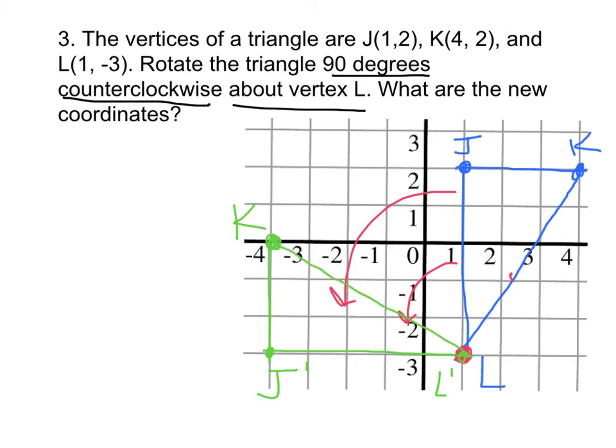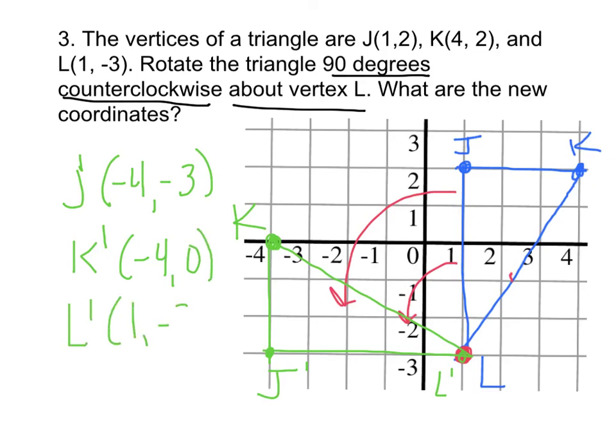So if you notice, this shape was moved 90 degrees this way, counterclockwise. So it was moved counterclockwise. Therefore, J prime is going to give us a coordinate of (-4, -3). K prime is (-4, 0). And L prime is the same, which is (1, -3).